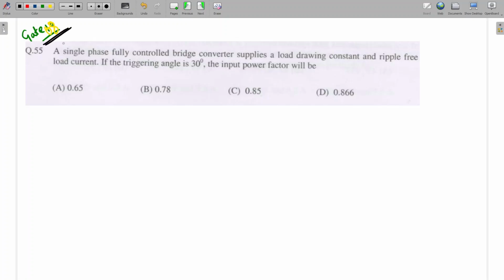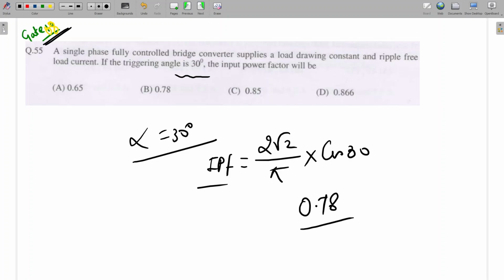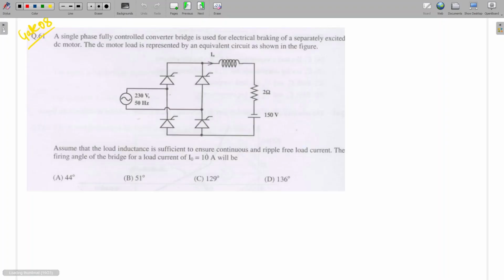2008. Okay. A single phase full control bridge converter supplies a load drawing constant and ripple free load current. If alpha is 30, what will be the input power factor? Simply we can write 2 root 2 upon pi into cos 30. This will be, I think, 0.78. See, same question is repeated once again.